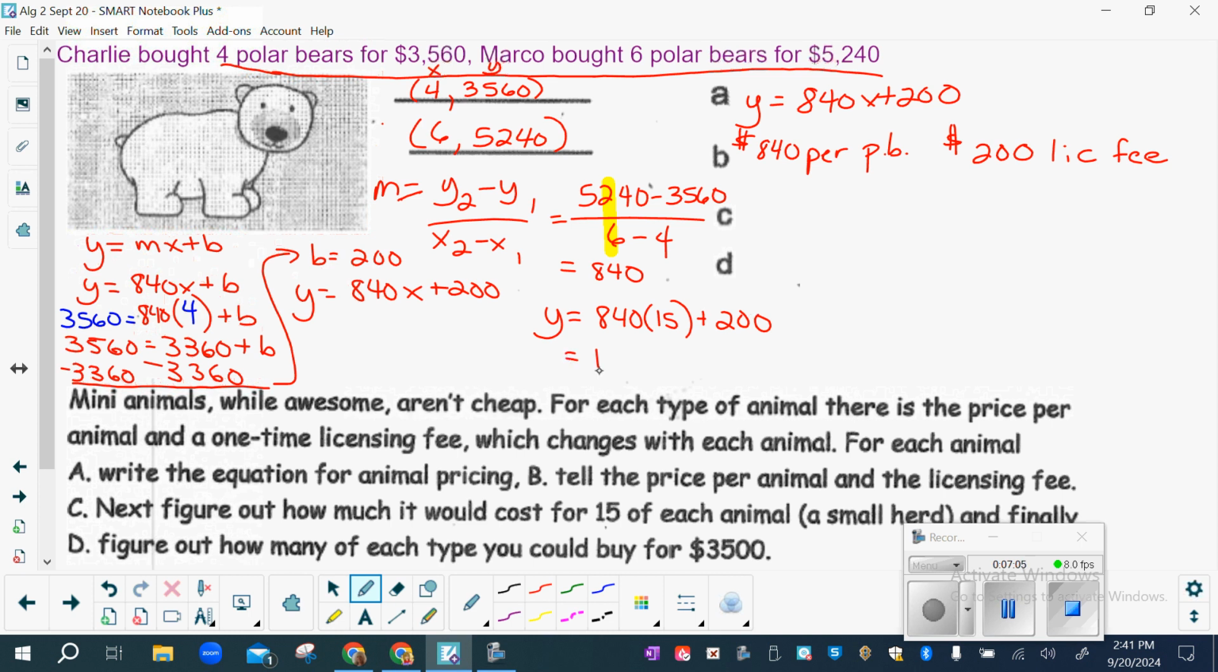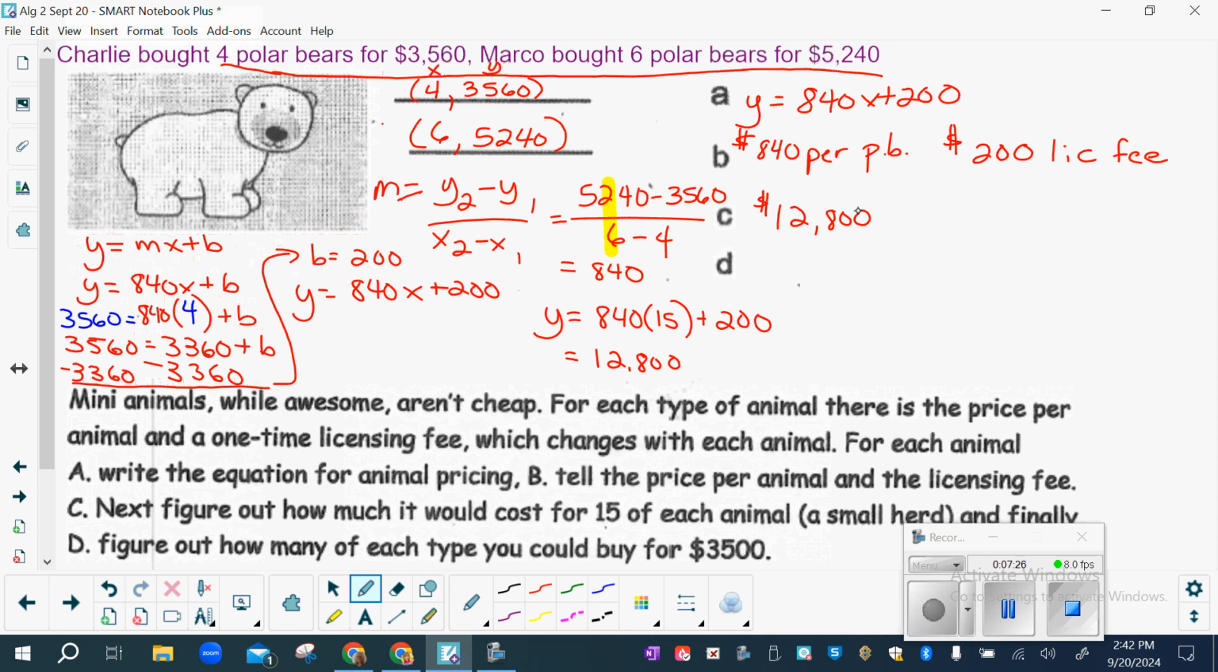And that is $12,800. So $12,800 for 15 mini animals. Okay, last question. Figure out how many of each type you could buy for $3,550.